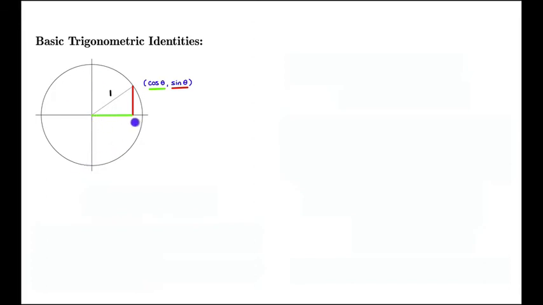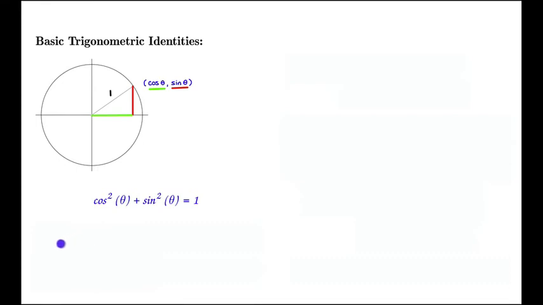Now we can use Pythagorean's theorem for a right triangle to say that the hypotenuse squared is equal to the sum of the sides squared. Another way of saying that with our particular triangle is that cosine squared theta plus sine squared theta is equal to 1. This is a particularly important trigonometric identity that we will use in many applications.